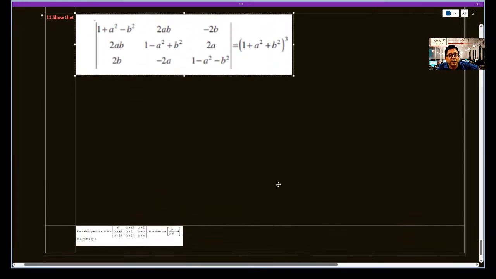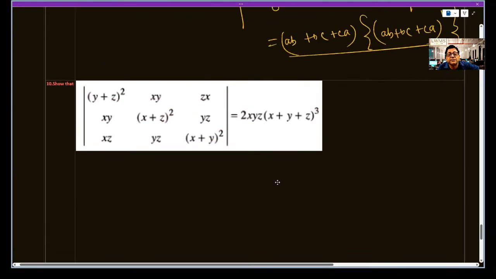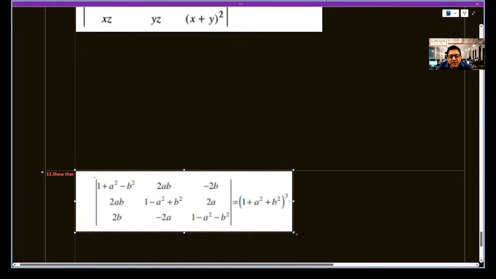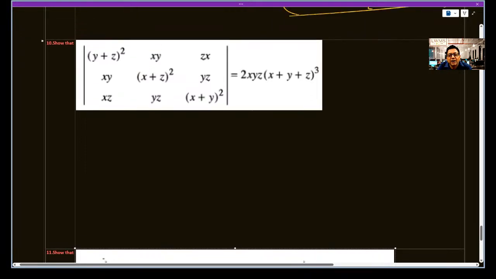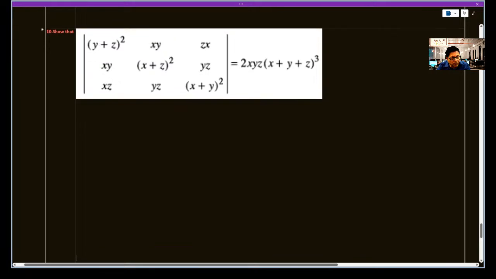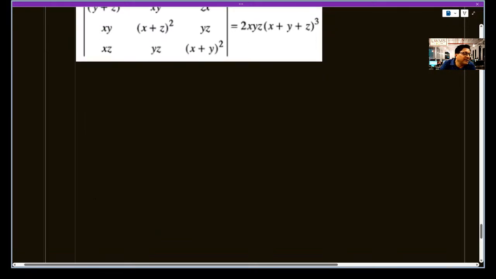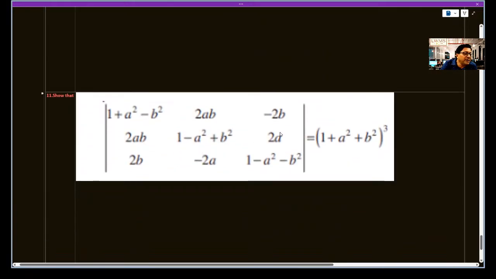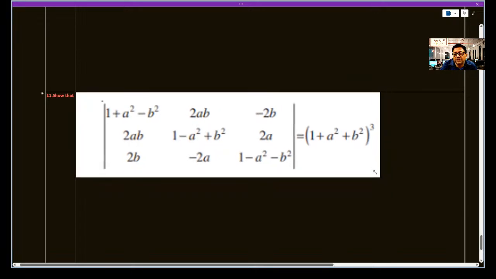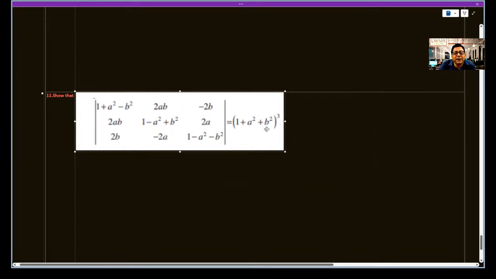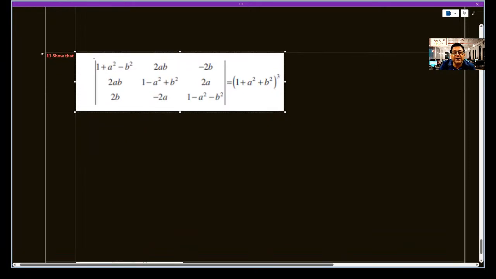How to solve this kind of problems? Y plus Z whole square, XY, ZX. And I think this is related to this kind. Okay, similar problems. So once I solve one of them, the rest you can get easily. Should I solve this one? Solve this one first. Most of the students find this one difficult. See how to get it.